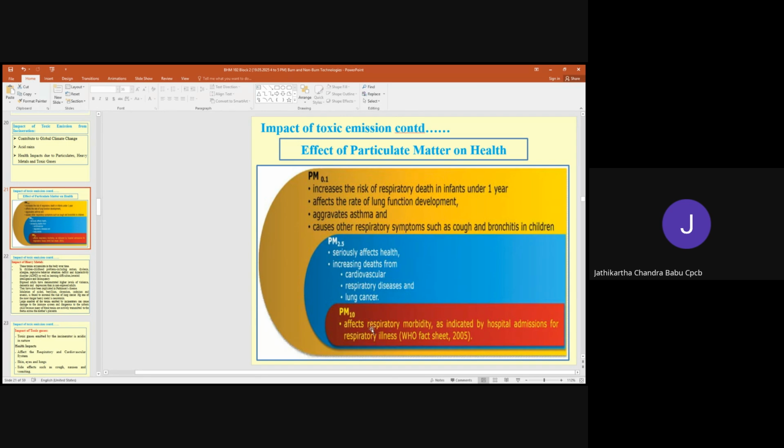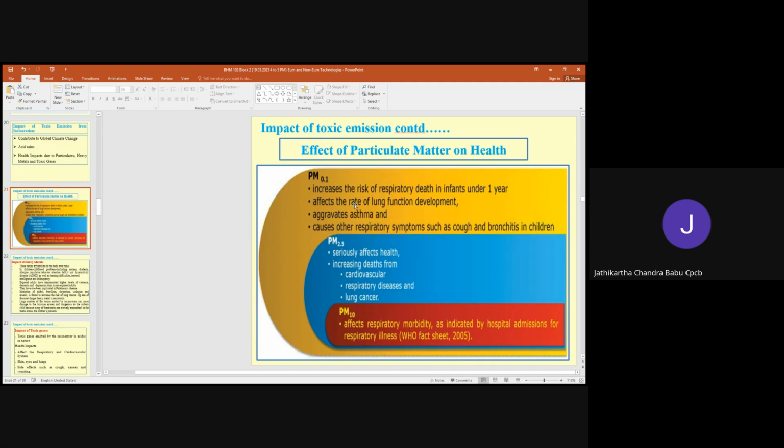PM10 also causes respiratory morbidity, as indicated by hospital admissions for respiratory illness, according to WHO. You might know about pollution in North India nowadays, especially during the winter, in Delhi or Mumbai or other places, because of particulate matter and other gases from improper combustion. Open burning of wastes happens during the winter. People take used tires and burn them. They burn municipal solid waste containing plastic waste or polyvinyl chloride plastic waste. All this open burning causes a lot of emissions in the environment.